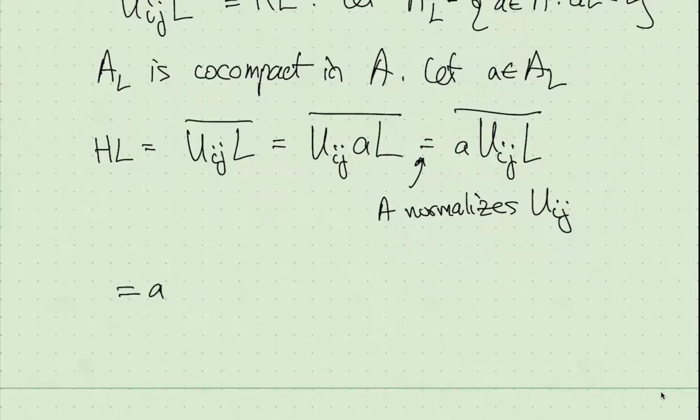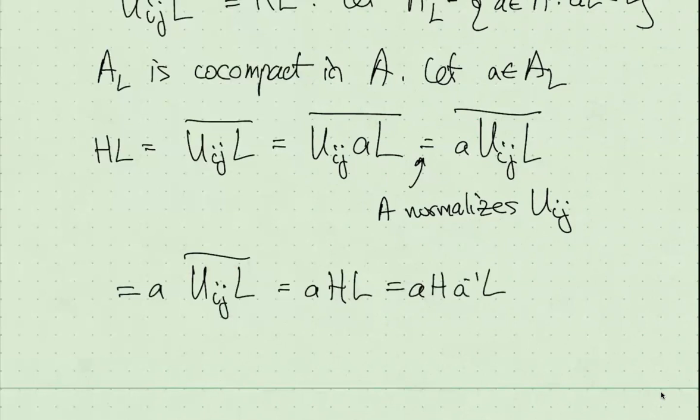A is just acting as a homeomorphism. So if I'm taking the closure of the entire thing, it's the same as taking the closure of this and then applying A. And this is again A times H L. And this is the same as A H A inverse L, again because A and A inverse fix L.